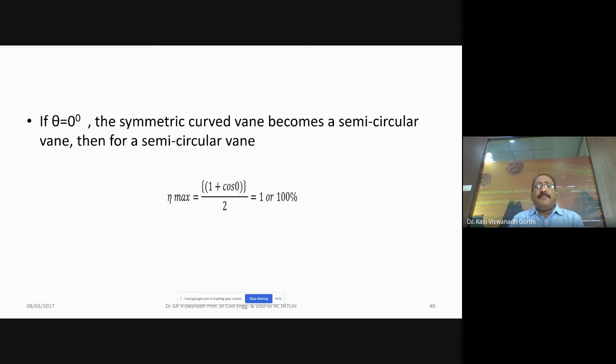However, a practical maximum of about 90 to 95% can be achieved by adjusting the angles. Instead of keeping exactly theta equal to 0 with the angle of deflection being 180 degrees, you may adjust and design the vane in such a way that the angle of deflection is about 165 to 170 degrees. By designing at an angle of deflection of 165 to 170 degrees, practically we will be able to achieve the highest efficiency of about 90 to 95%.